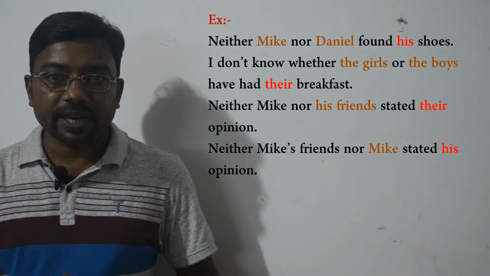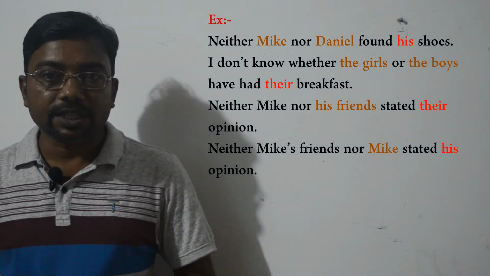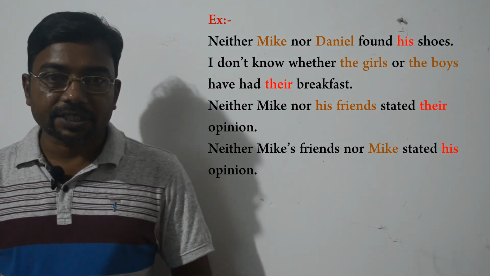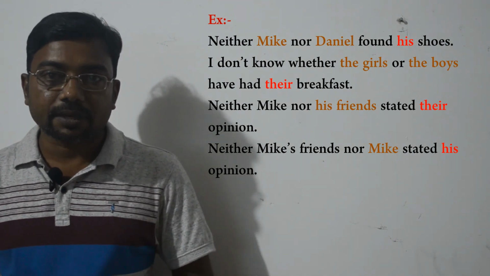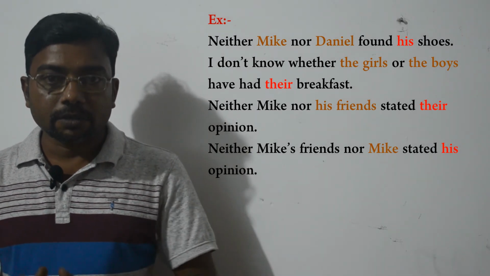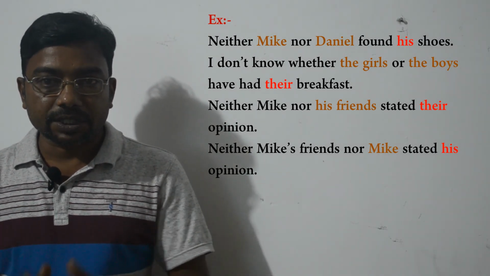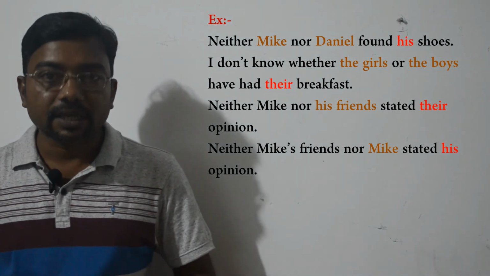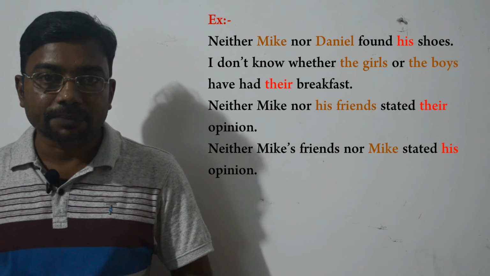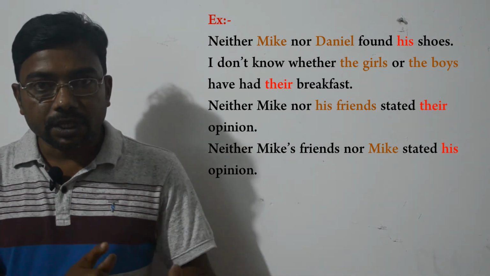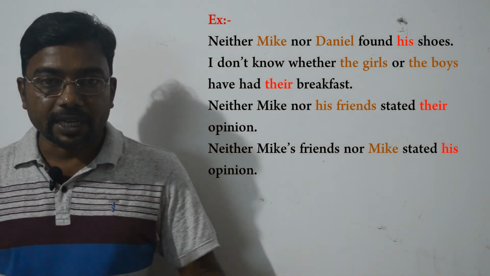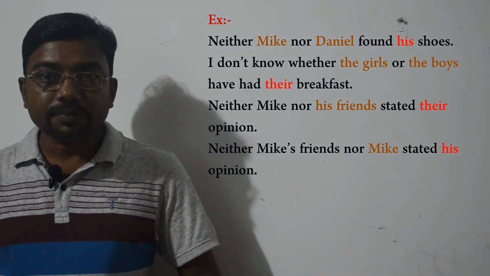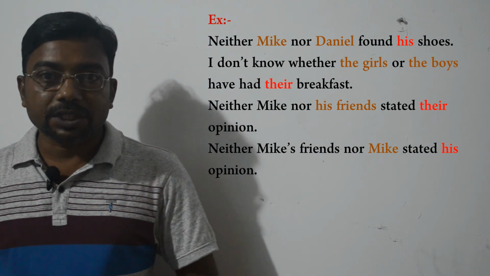Neither Mike's friends nor Mike started his opinion. Okay, here the first subject is plural, Mike's friends, but the second subject, Mike, is singular. So the pronoun also comes in singular form because here the closest noun to the pronoun is singular. Mike is singular. Okay, remember, when you use singular and plural subjects connected by a correlative conjunction, the pronoun always agrees with the closest noun.